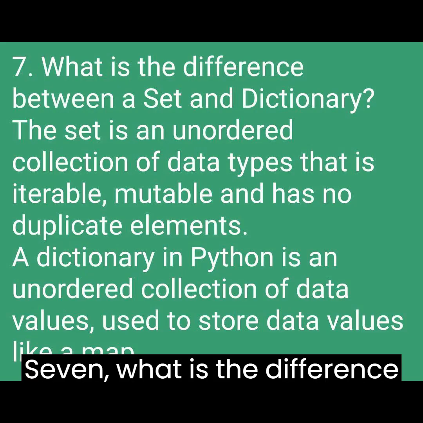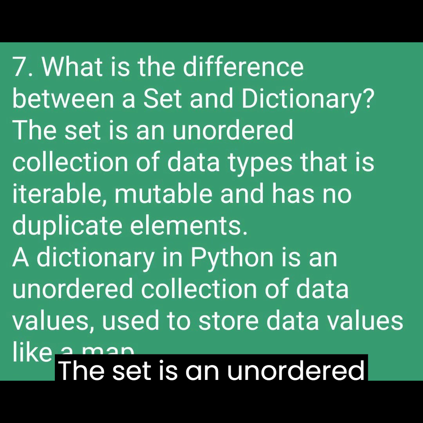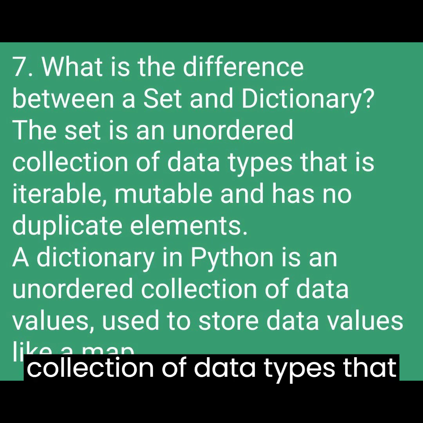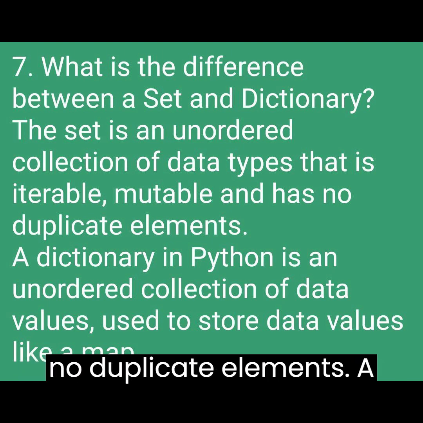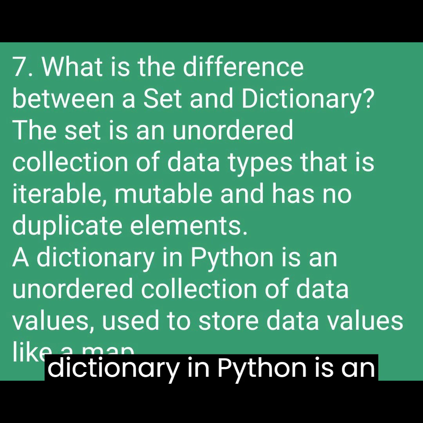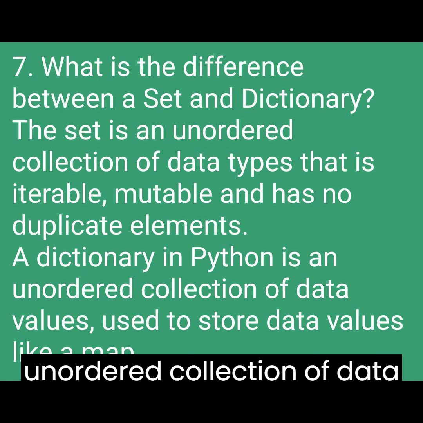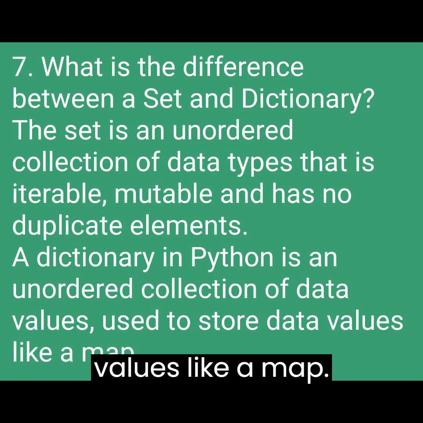7. What is the difference between a set and dictionary? The set is an unordered collection of data types that is iterable, mutable, and has no duplicate elements. A dictionary in Python is an unordered collection of data values, used to store data values like a map.